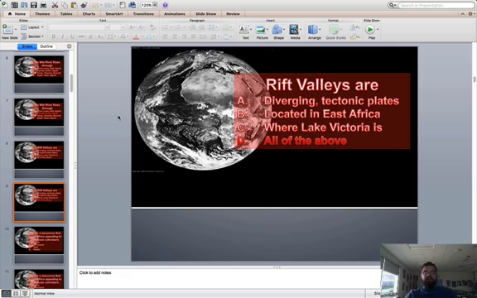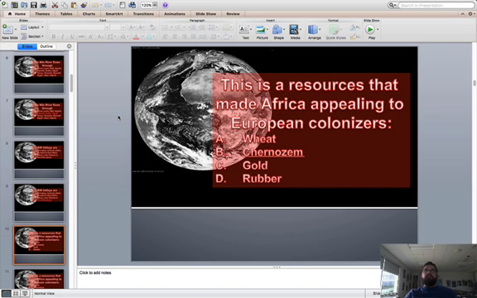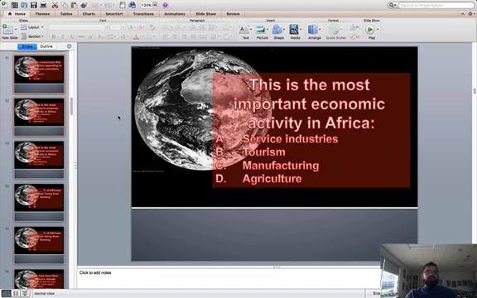So diverging tectonic plates, they're in East Africa. We talked about the Great Rift Valley, and of course where Lake Victoria is, that's what actually formed the lake. And then a resource that made Africa appealing to European colonizers, of course, is going to be gold. Obviously, they're going to want that.